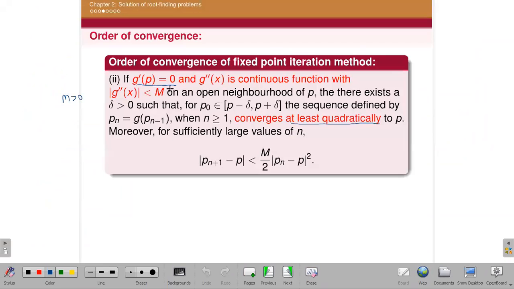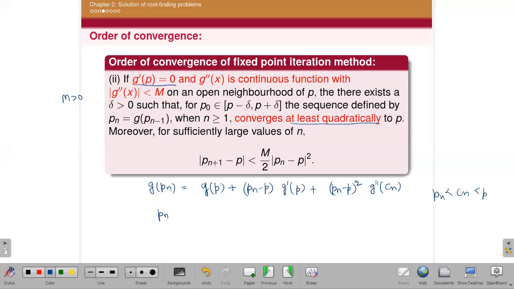So if g dash p is equal to 0, the next condition is g dash p is equal to 0 and the double derivative exists, is continuous and bounded. Then our sequence will give you quadratic convergence. Now here also we again use the Taylor series, but now we have the double derivative. So we can truncate the series up to second order. So g of Pn is equal to g of p plus Pn minus p g dash at p plus Pn minus p whole square g double derivative at Cn. So here Cn lies between Pn and p.